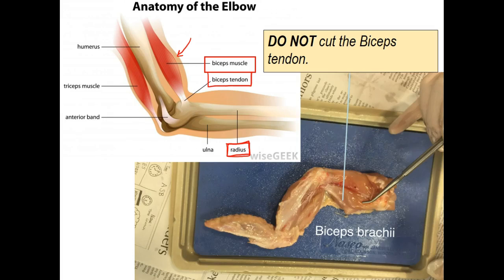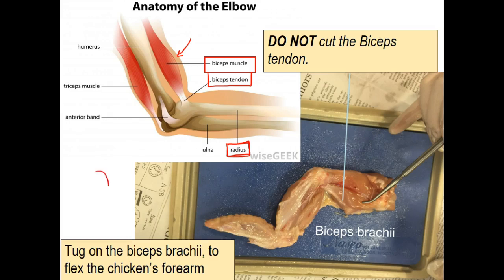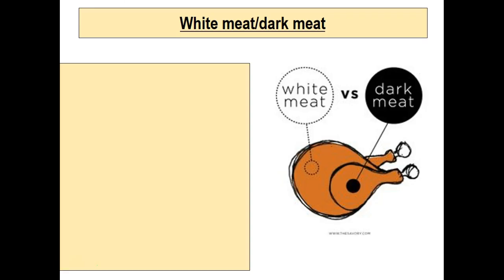Okay, so do not cut the biceps tendon, because you will need to tug on the biceps brachii to flex the chicken's forearm. Okay, so you have to look for the tendon, which is sort of whitish and can actually be difficult to see, but you can see the difference between the muscle, which is this sort of beige structure, and the tendon, which is whitish, sort of white and shiny. Okay, but since we're on the topic of muscle, let's talk about the difference between white meat and dark meat.